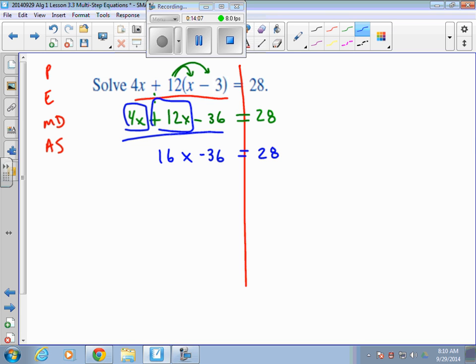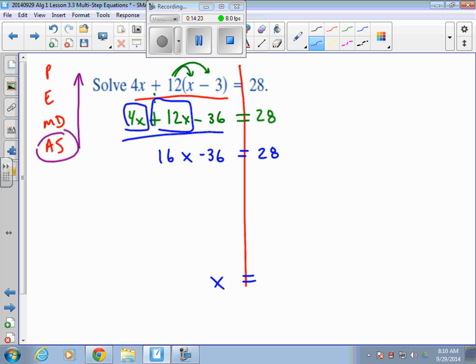Now, the left side's completely simplified, but we haven't reached our ultimate goal on this problem, which is getting x equals all by itself. That's what we have to get to. So now we want to take our equation and start working backwards. We want to look for anything adding and subtracting with x.